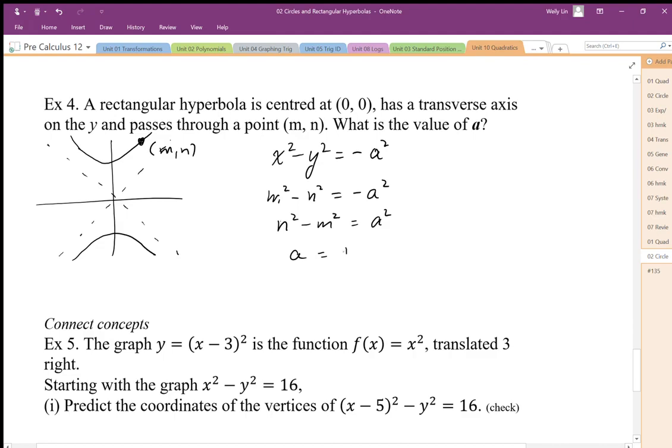A is equal to plus or minus, and since we generally keep a as positive, we really don't need the plus minus. It's going to be the square root of n squared minus m squared. Okay, so there's my value of a.